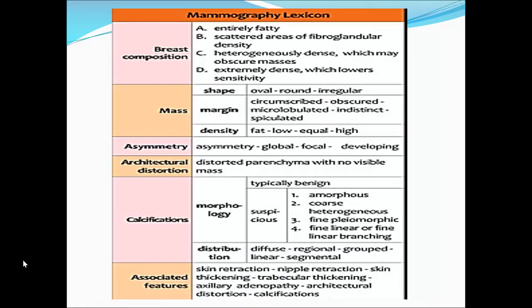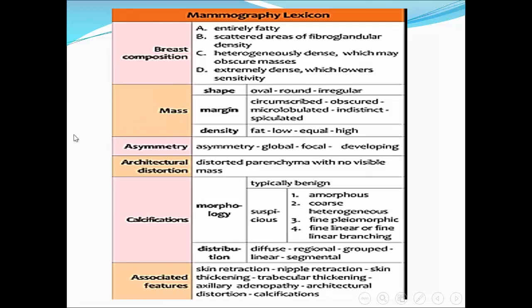We have a lexicon for each modality. The mammography lexicon begins with breast composition, and these are the terms we use to describe it: entirely fatty breast, scattered areas of fibroglandular density, homogeneously dense breast which may obscure masses, and extremely dense breast which lowers the sensitivity of mammography.